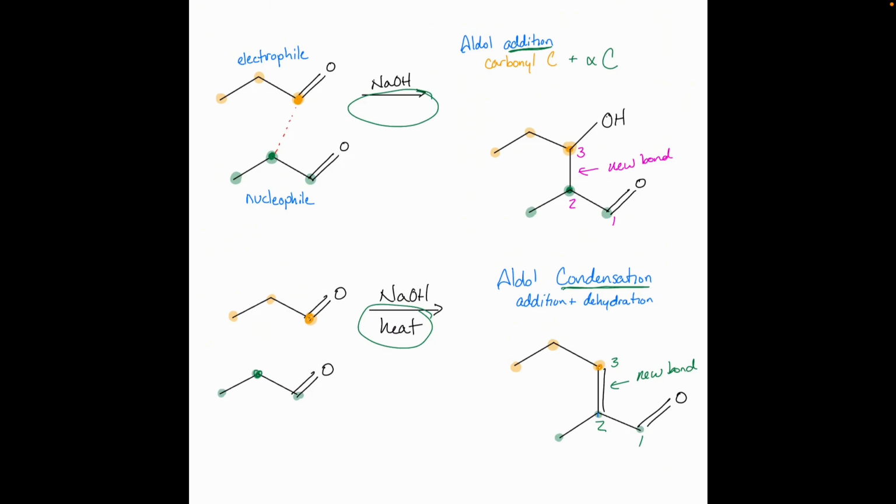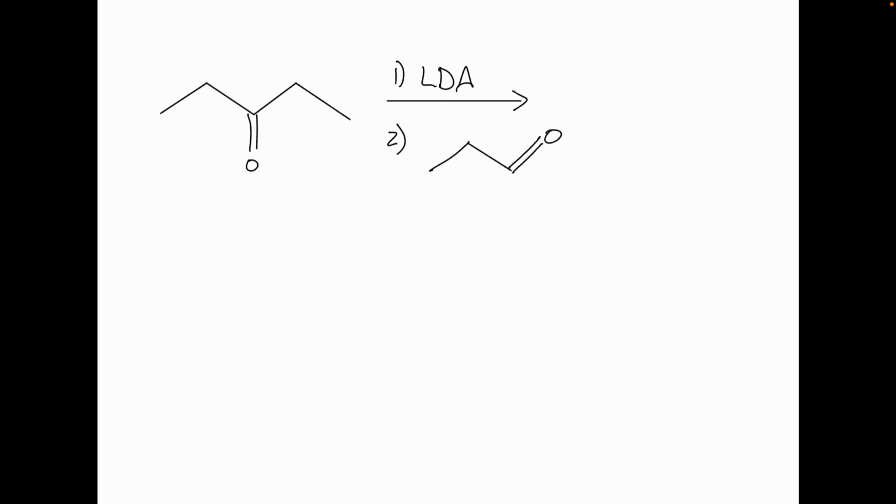All right, and then the last one, same type of reaction here, but this would be what we call a mixed aldol condensation. So let's say that I take this thing, and the first thing I'm going to do is treat it with LDA, and after I do that, I'm going to mix in some propanol. What would my product be?